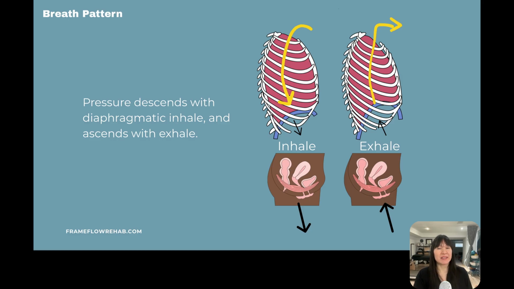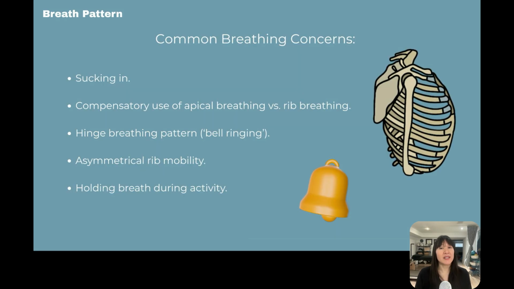Let's talk about things that could be a little bit off, or the things that can be a little bit different when we're talking about breath pattern. So let's talk about the common concerns that I see the most when I'm assessing someone's breathing. So number one is sucking in. People are trying to make their waist really small. So they're breathing in by reducing the pressure in their organs or their abdomens and moving the pressure up into their shoulders. So they're breathing from here.